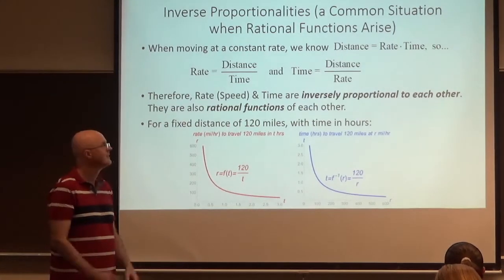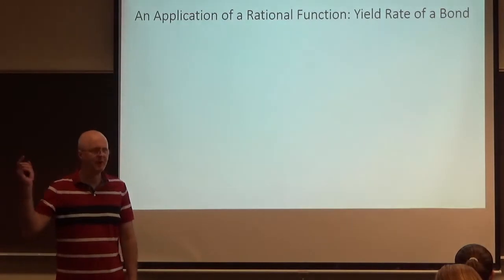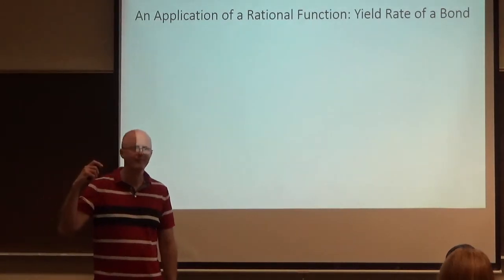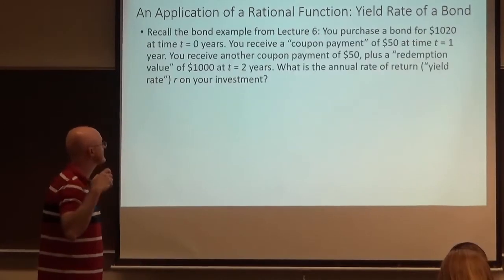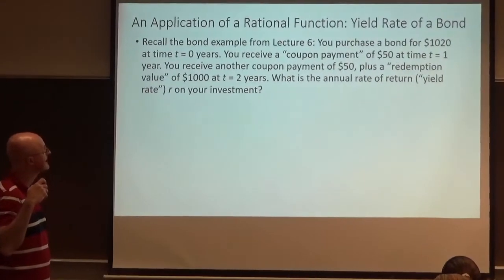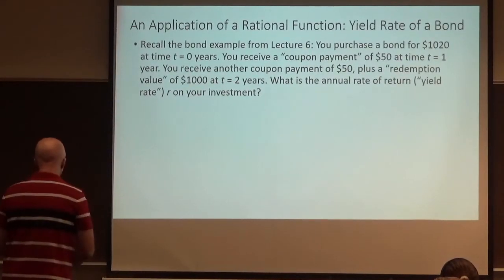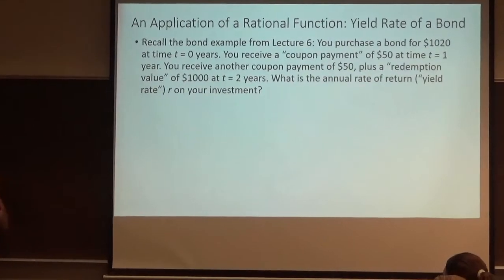Okay? Here's another application. Remember we talked a week or two ago about yield rate of a bond? What was a bond again? That was an investment. It was lecture 6, this is lecture 10. You purchase a bond for $1,020 at time 0. I'll draw that number line again.